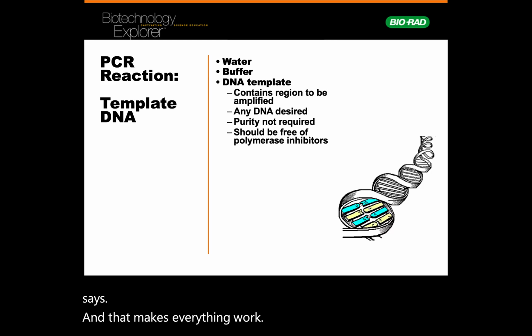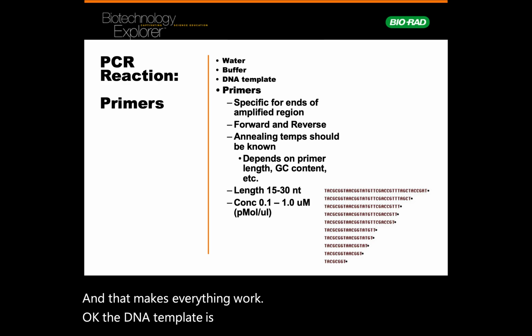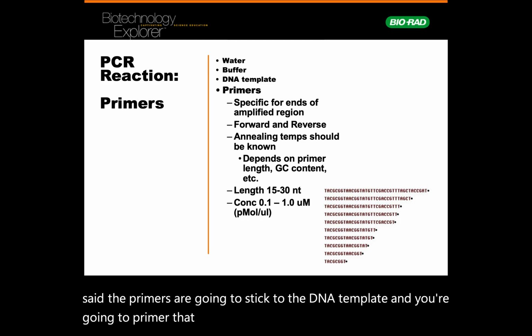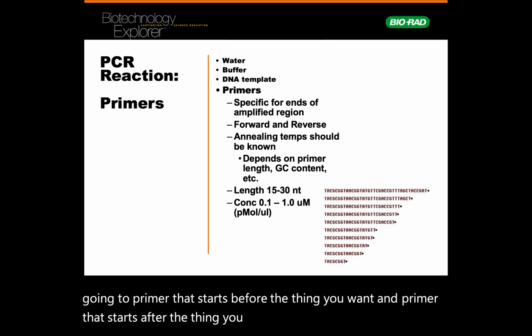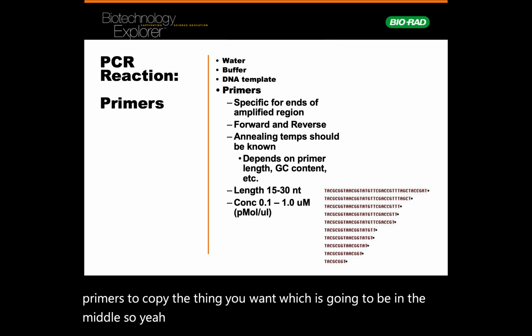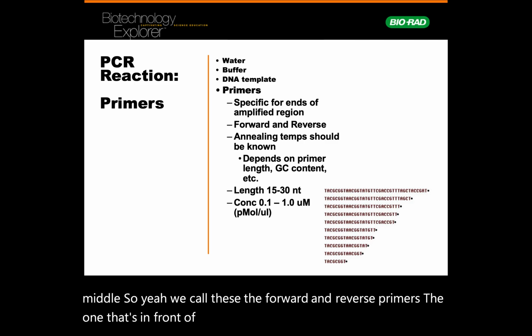Okay, the DNA template is what you're going to copy, just like we said. The primers are going to stick to the DNA template, and you're going to make a primer that starts before the thing you want, and a primer that starts after the thing you want. And you're going to use these primers to copy the thing you want, which is going to be in the middle. So we call these the forward and reverse primers, the one that's in front of and behind.